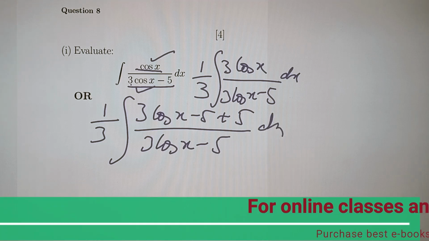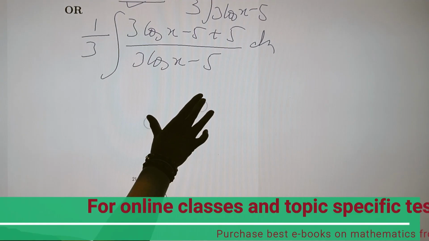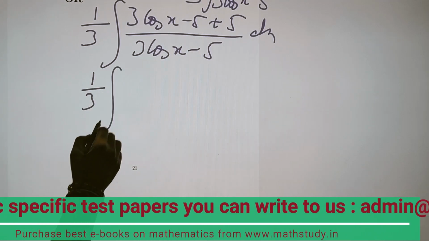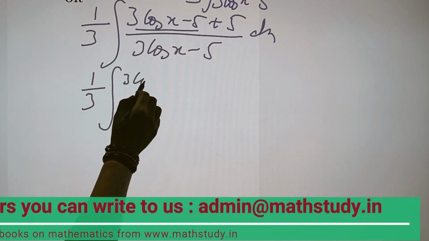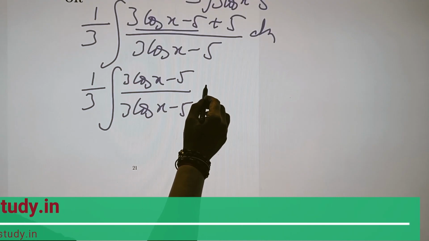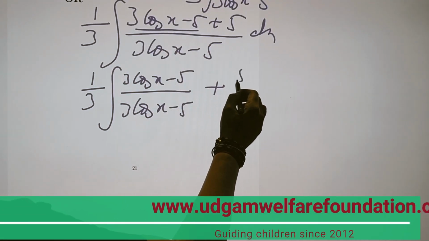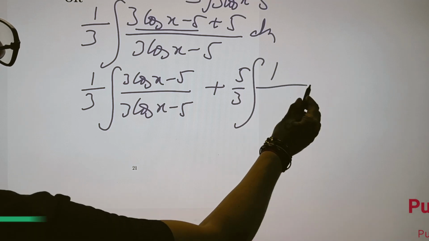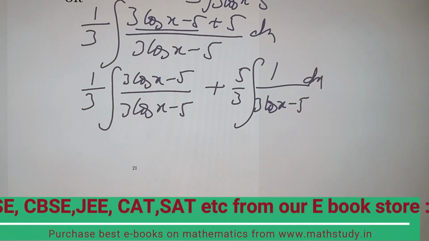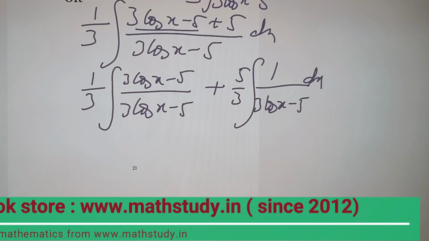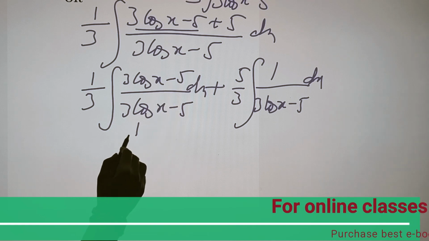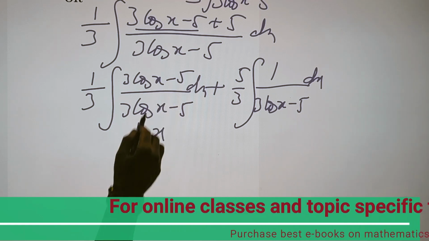Now we will simply split it into 2 different parts here. How? Let's see. 1 by 3, the first part will become as it is, 3 cos x minus 5 upon 3 cos x minus 5, and the other part is nothing but 5 by 3 into integration of 1 upon 3 cos x minus 5 dx. So now we can easily see that the first part will cancel out and it will give you 1 only. So the integration of 1 is x, so it will become 1 by 3 x. So the first part is solved here.